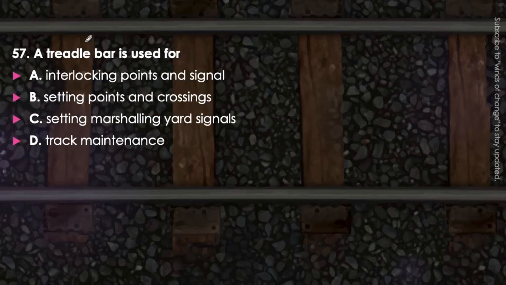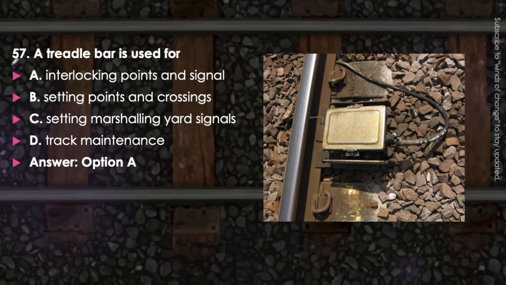Next question. A treadle bar is used for, I have already discussed it, interlocking points and signals, setting points and crossing, setting marshalling yard signals, or track maintenance? Think about it. The answer will be option A, that is interlocking points and signals. In case of points and signals, these treadle bars are used. These are used for interlocking points and signals.